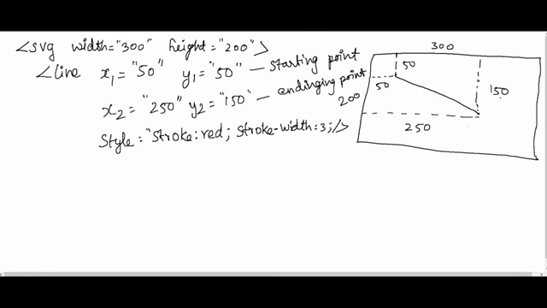Now our line has been drawn. This is all just for explaining things, but you will be getting as output this single line with a red color, as we have mentioned stroke red, and the width will be 3 pixels, right? This is our output. So at last we can just close this SVG.